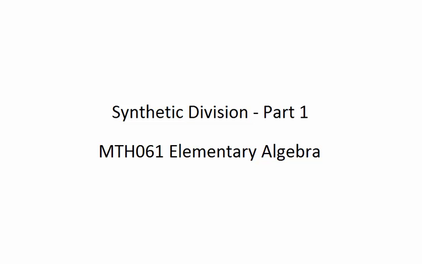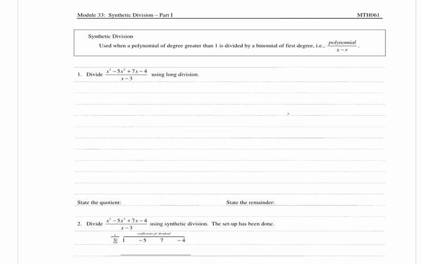In this video, we're going to take a look at synthetic division. In number 1, they want us to divide x cubed minus 5x squared plus 7x minus 4 divided by x minus 3 using long division. So we're going to set it up as x minus 3 and x cubed minus 5x squared plus 7x minus 4.